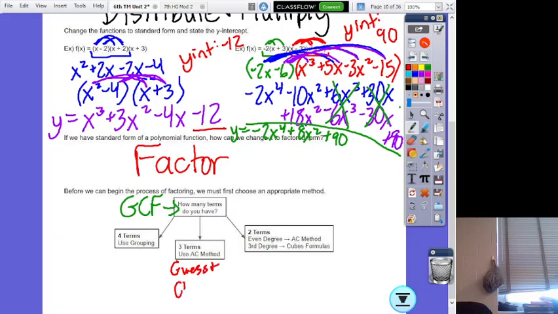This is chicken scratch right here, when you can't read it. Okay. It's math.